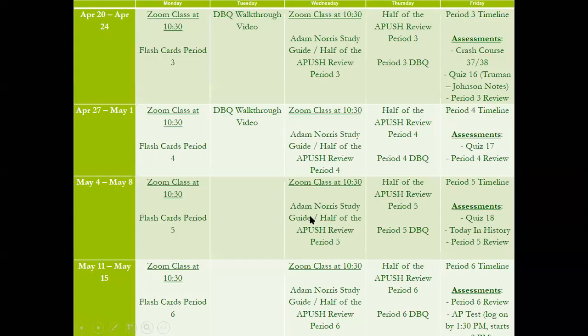Oh, before we do, here's the calendar. Again, you have two assignments that are due this week. You have Crash Course 37 and 38, and then Quiz 16. I've posted Quiz 16's review on my website. It should be helpful to you. It is not for a grade. It's just to help you take Quiz 16. And then you have Period 3 review also, because you should be working on that Period 3 for the AP test.